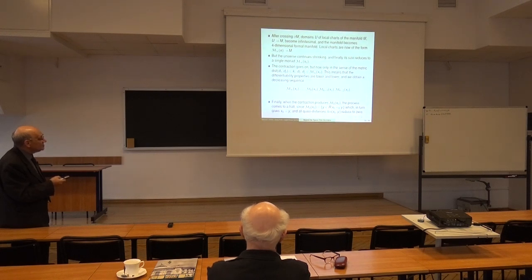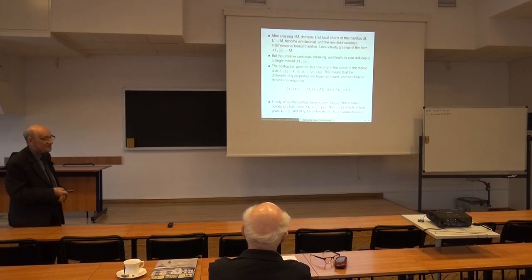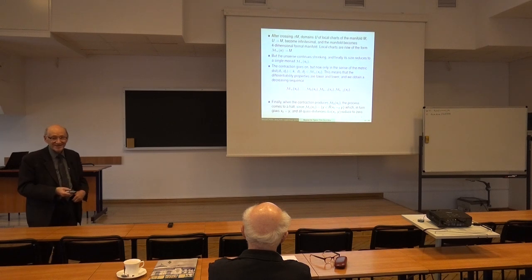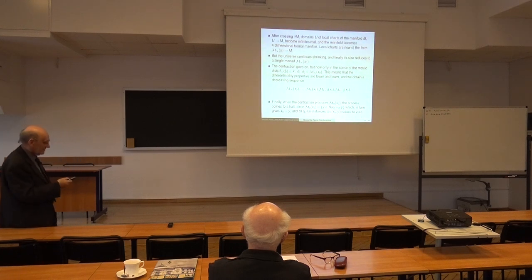Finally, when the contraction produces the monad with k equal 0, the process stops, since monad 0 is simply when the points x and other points are 0 related, which means that x equals y, and all quasi distances reduce to 0, and we have nothingness in this sense. So this is the last stage of the contraction.